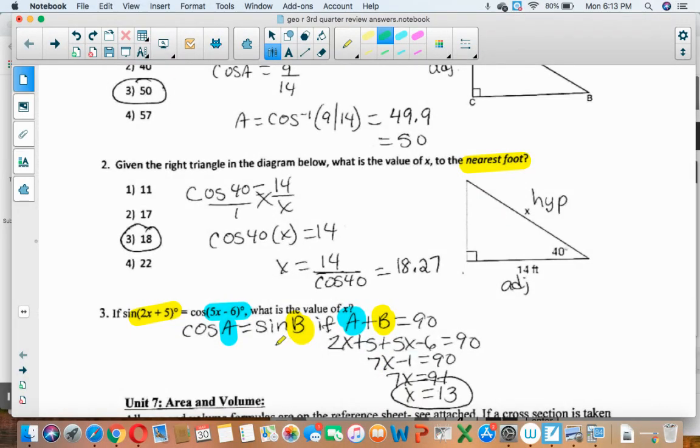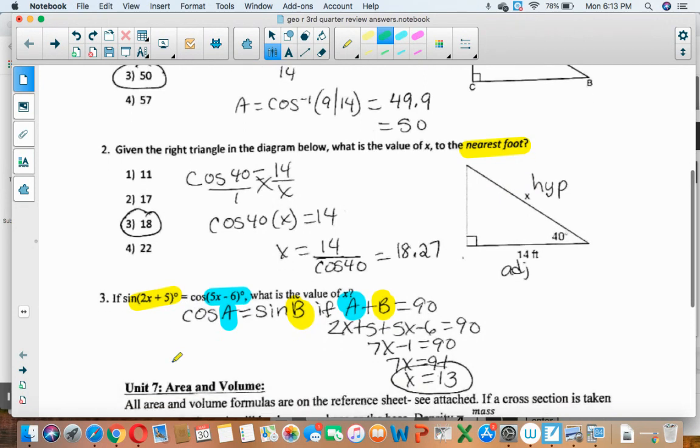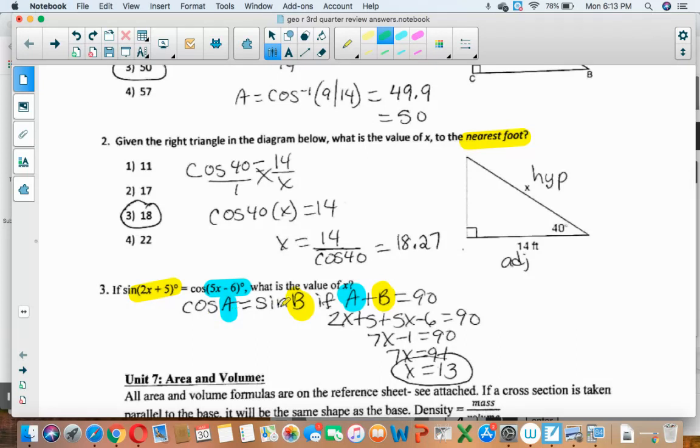And this next one is sine of 2x plus 5 equals cosine of 5x minus 6. What's the value of x? Remember the rule, the cosine of A equals the sine of B, or the sine of A equals a cosine of B. It doesn't really matter which way that you write this, only if A plus B equals 90. I just want to show you that this is my A. The 5x minus 6 is my A, and the 2x plus 5 is my B, and what's true is that A plus B equals 90. So I add them and I set them equal to each other and I solve for x.